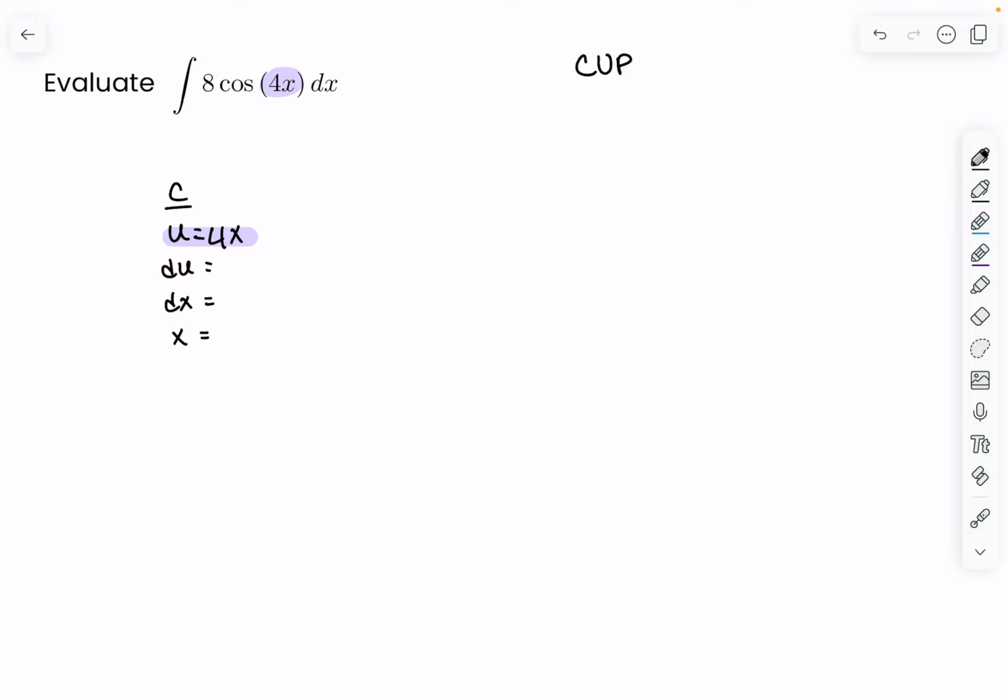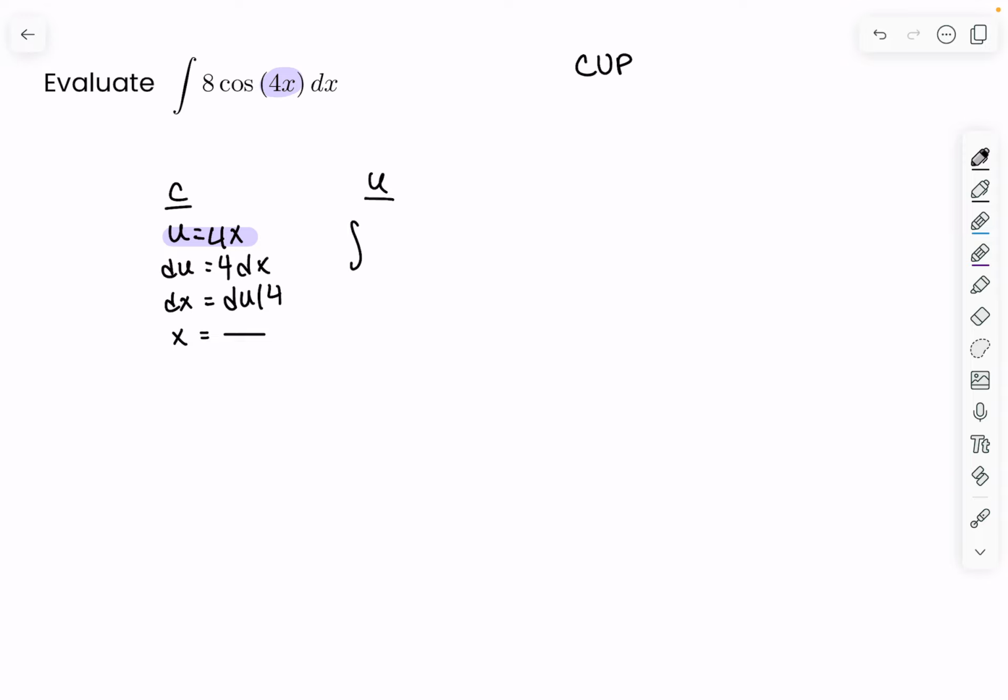du is just going to be the derivative of that, so that's 4, times whatever this is here, that's dx. Just take this, solve for dx, that's going to be du divided by 4. I don't solve for x until I go here. If things don't cancel out, then I do solve for x and see if things become more apparent. If not, then obviously move on because you're good.